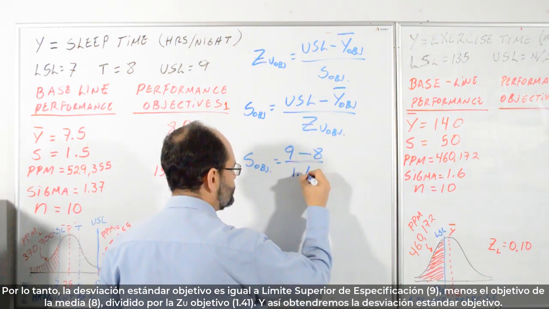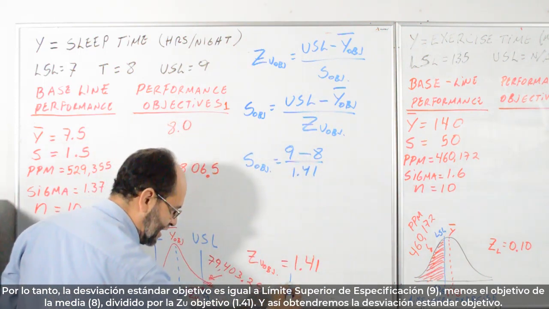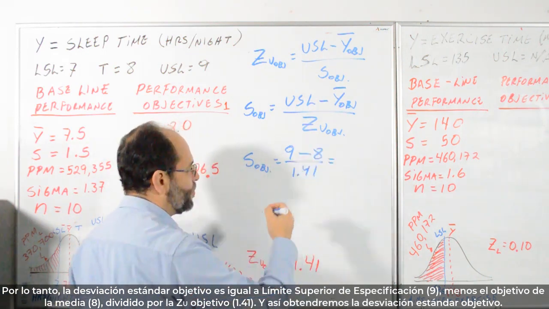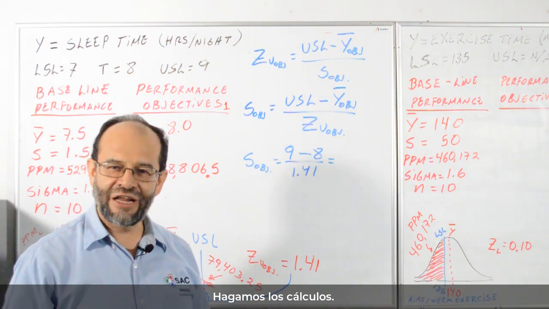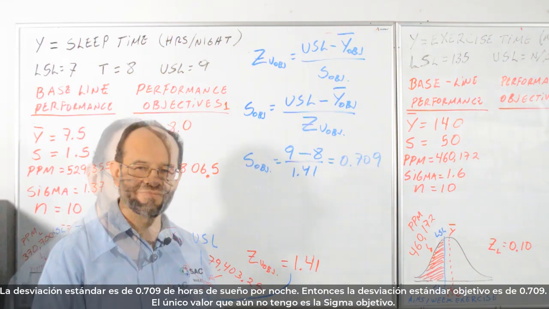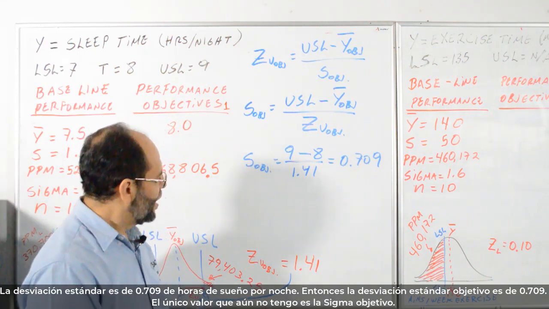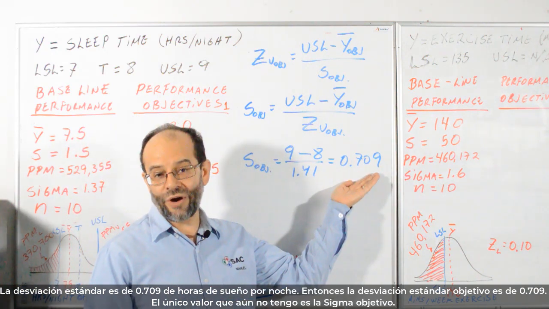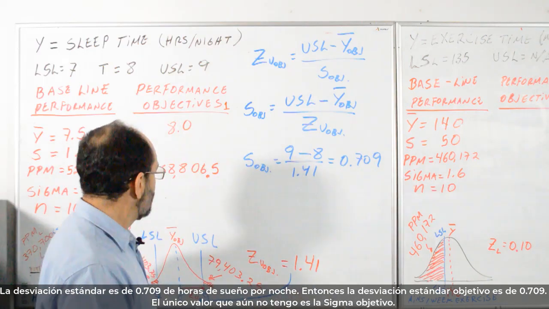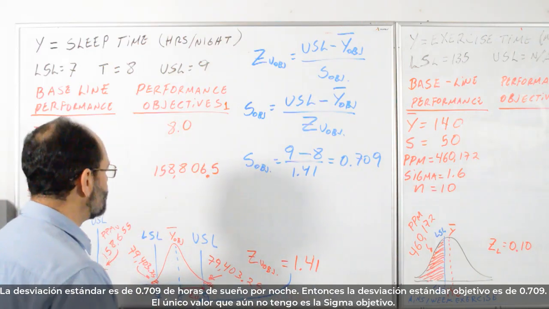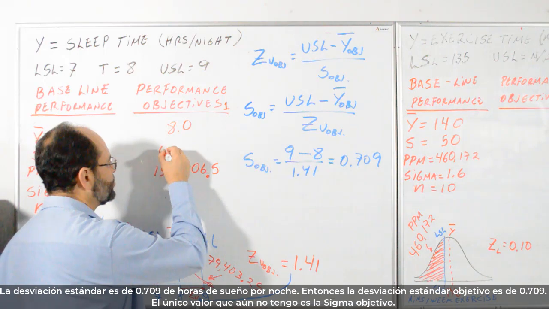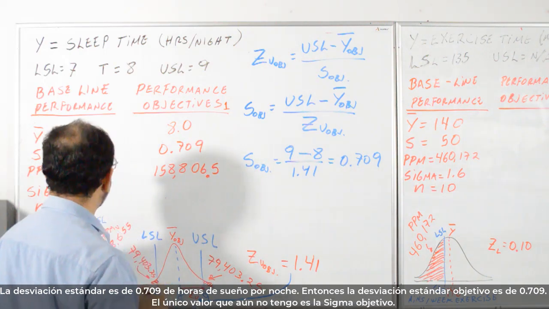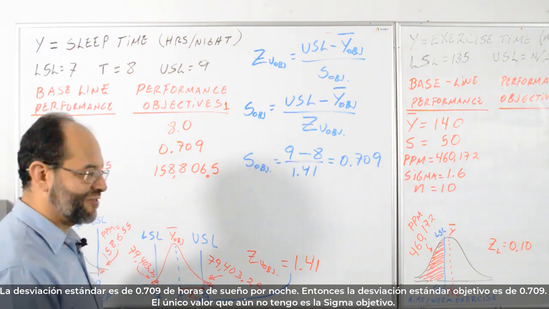1.41, which basically is this distance that we are having here. And from there we are getting the standard deviation. Let's do the calculations. And well, the standard deviation is 0.709 hours of sleep per night. Then our standard deviation objective is 0.709, and that will be the standard deviation.